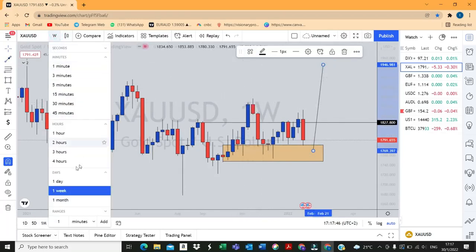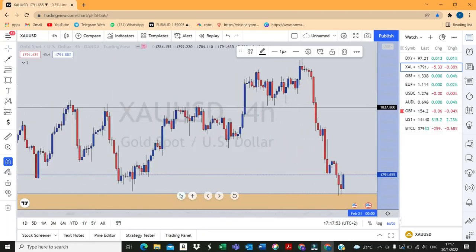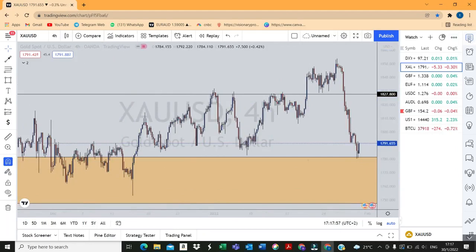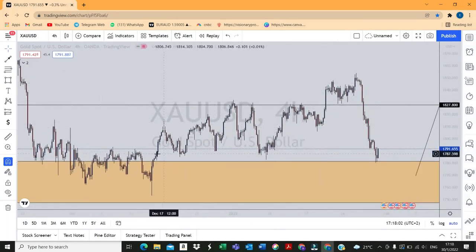So if we step down to the 4-hour time frame, so that we'll have a clear picture of what's really happening there, let's zoom out so that we see what we have there. All right, let me increase my space. All right, so this is what we have on the 4-hour time frame, right?